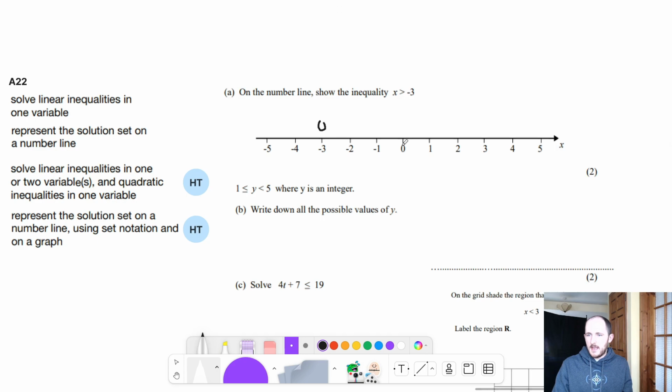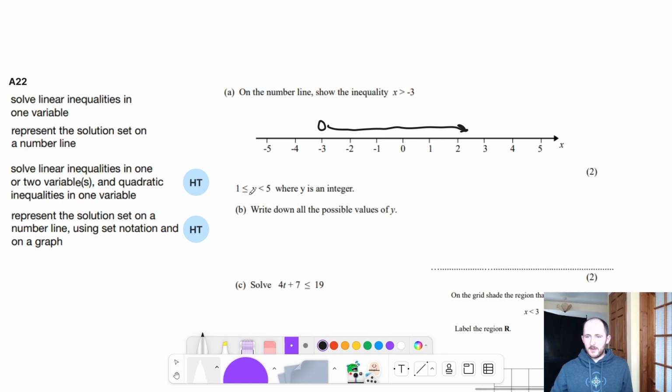So if it just says it's greater than, not equal to, then you put a hollow circle. And since it's greater than, it means it's going to be pointing to the right, and you do an arrow. You have to put the arrow, because remember, it's all values bigger than minus 3, which goes on to infinity. So unless you want to draw an infinitely long number line, you need to put an arrow, okay?